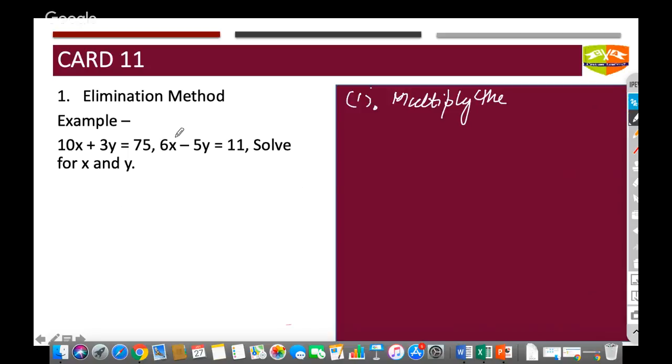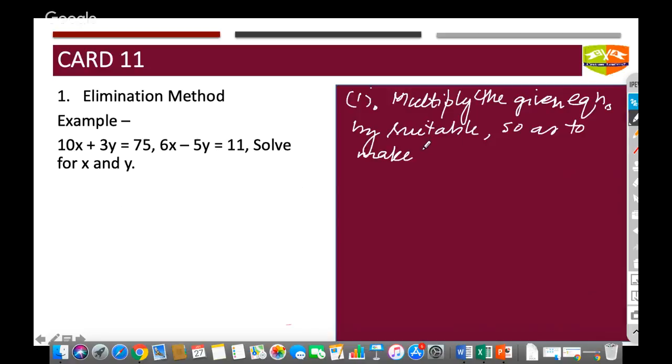What is the nearest number which is equal for a1 and a2, which is here 10 and 6? I'll take the LCM of 10 and 6, which comes out to be 30. It means that if I need to eliminate x, I need to make it 30. Or if I take 3 and 5, the LCM is 15, so I need to make 3y and 5y both 15y. So what I'm writing here is: multiply the given equations by a suitable number. Why do I need to multiply with a suitable number? So as to make the coefficients of one unknown, or one variable, equal.